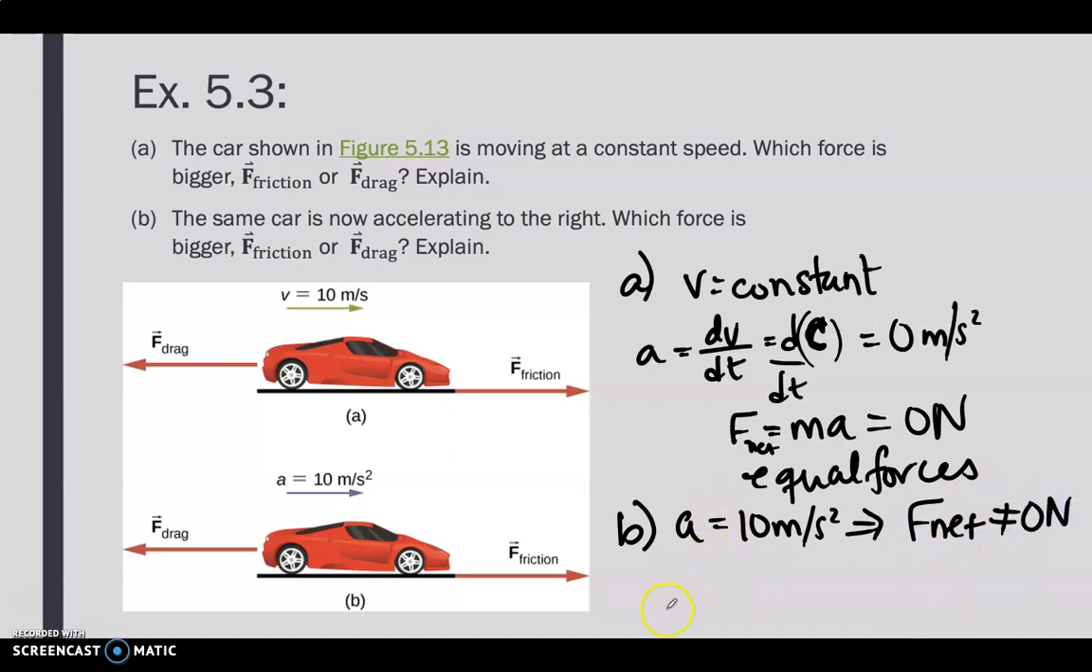Okay. So it states that it's moving to the right. Okay. That means that this force is overcoming this force. So the frictional force is now overcoming the drag force. Okay, so we have F friction greater than F drag.